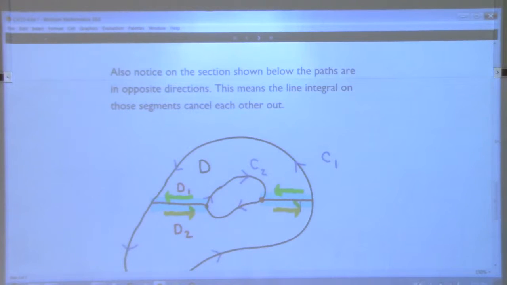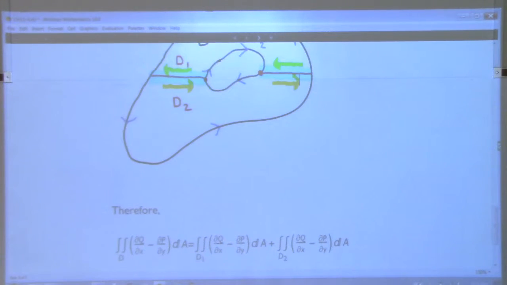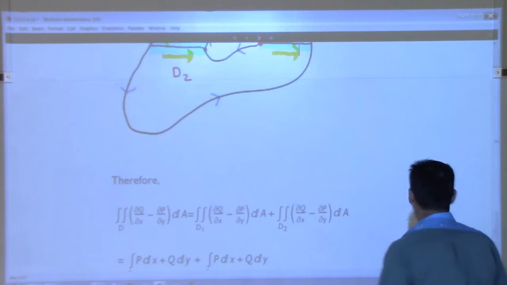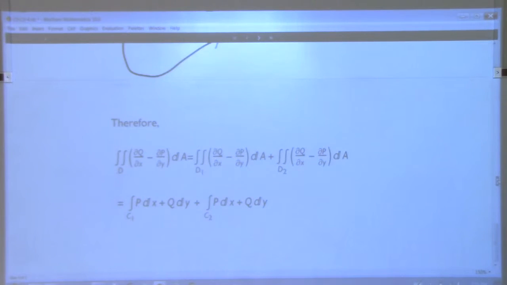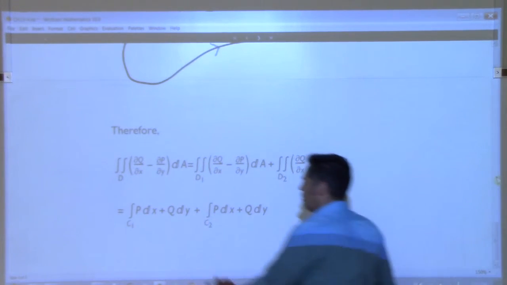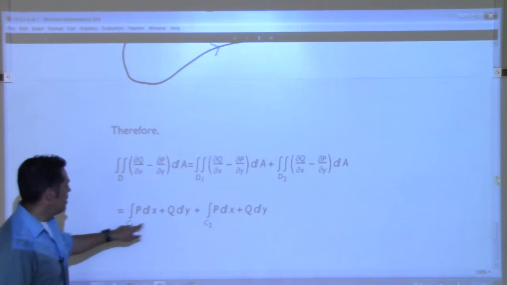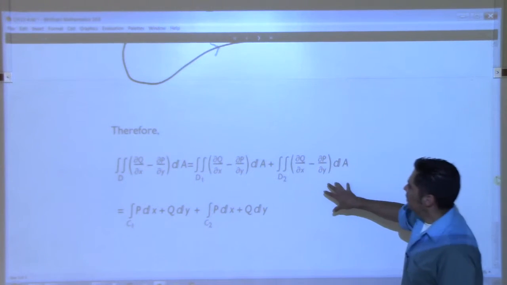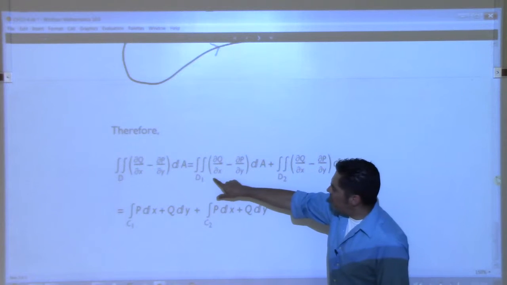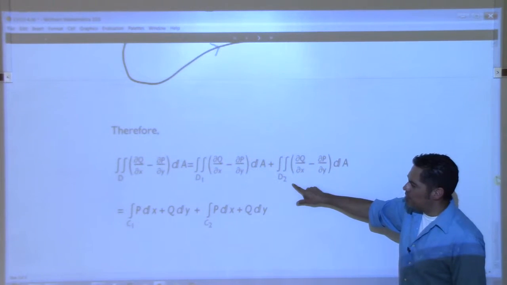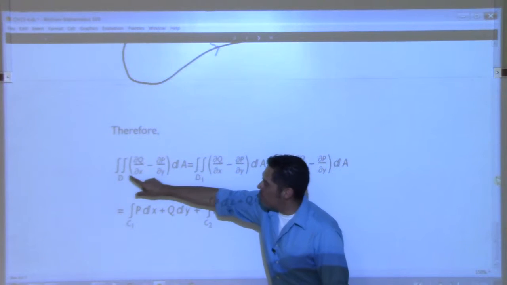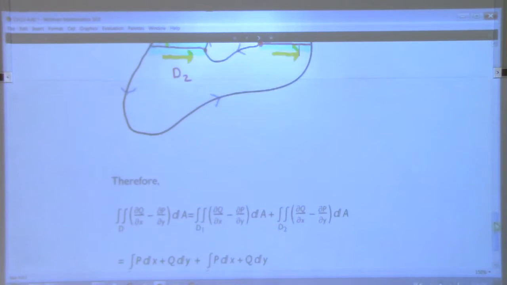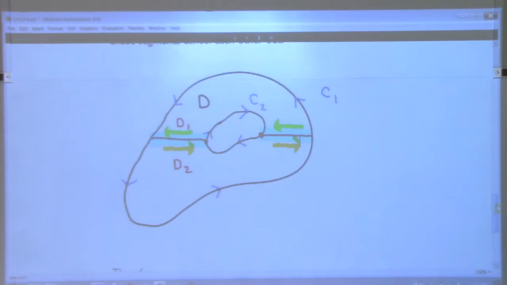Okay, let's see if you can make this leap then. Therefore, the double integral, I should probably start with the bottom and conclude with the top. The line integral over C1 plus the line integral over C2 should be equal to the double integral over D1 plus the double integral over D2, which is the original double integral over D. So let's see if we can figure out why that's true. Look at C1 and C2.